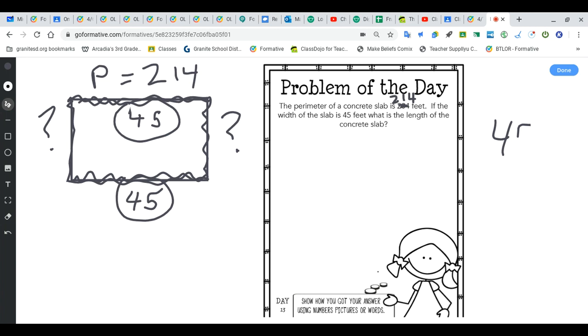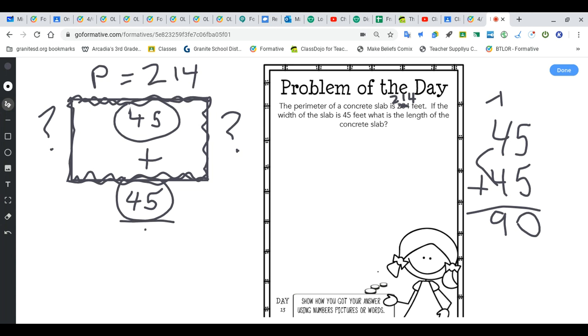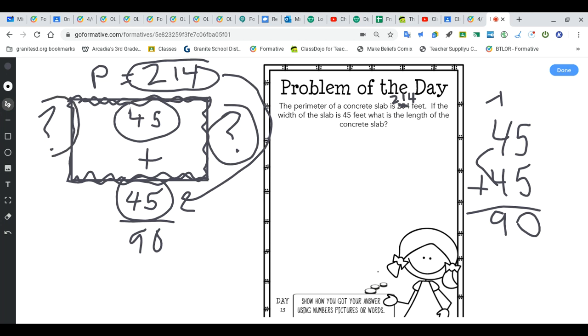So 45 and 45. 5 plus 5 is 10. 4 and 4 is 8. One more is 9. Okay, so we know 45 plus 45 equals 90. So now, if we take the whole perimeter and subtract the widths, we're going to know what the lengths add up to. So 214, take away 90.